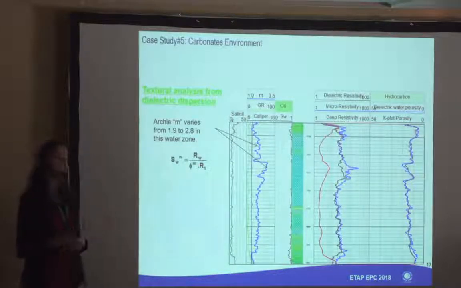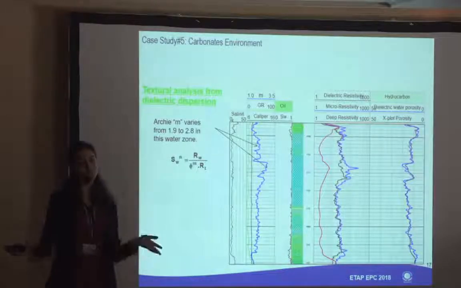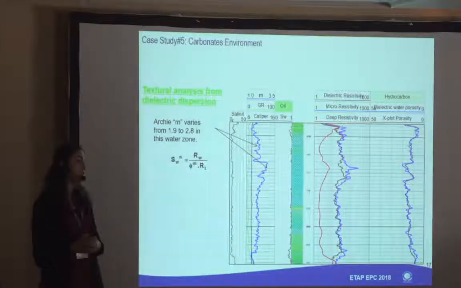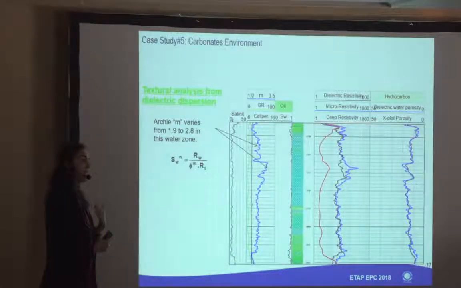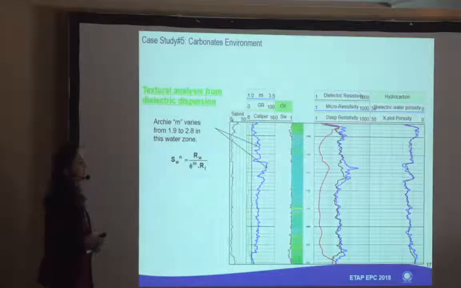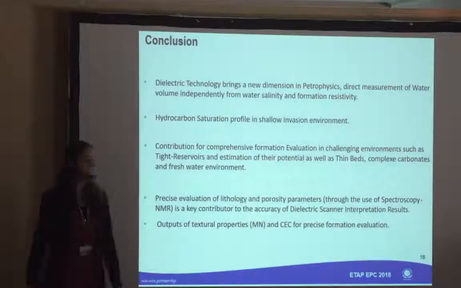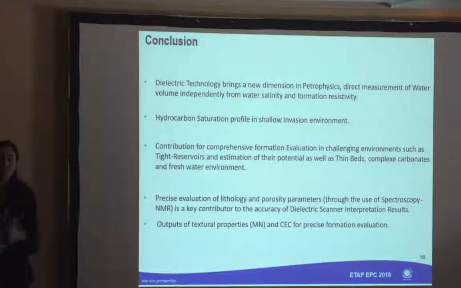And when we calculate the saturation using m and n equal to 2 as default parameters, it generates a hydrocarbon saturation that can be misleading. While if we use the m and n derived from the dielectric scanner, we can get a more reliable saturation. So as a conclusion, we can say that the dielectric technology brings a new dimension in the petrophysical evaluation, as it gives us a water-filled porosity directly measured and independent from the salinity of the water.